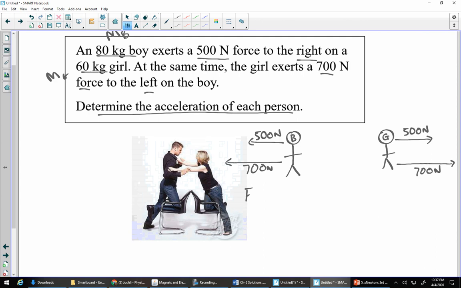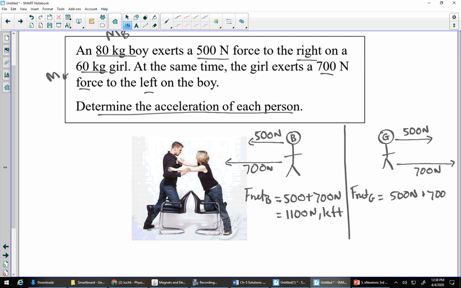So it says, determine the acceleration of each person. If I'm looking at the boy, the net force acting on the boy is 500 plus 700 newtons. Those are both towards the left, so that's going to be 1,100 newtons left. Perfect. We might as well look at the girl now as well. The net force on the girl is equal to 500 newtons plus 700 newtons, but in this case towards the right, so that's 1,100 newtons towards the right. If those are the only two forces acting on them, then it makes sense that they're equal but opposite.